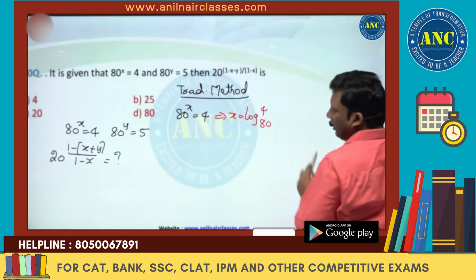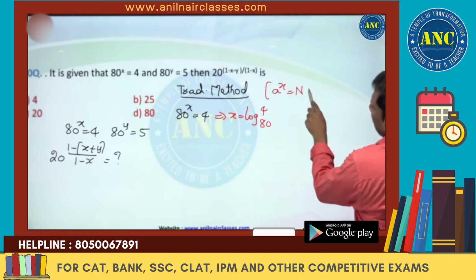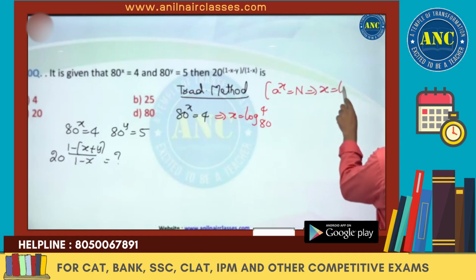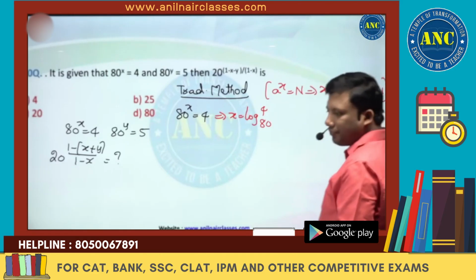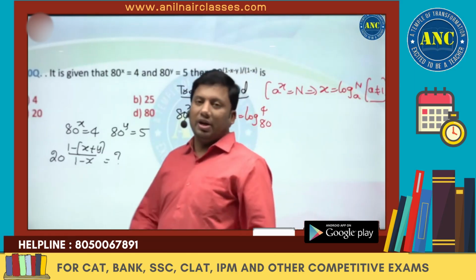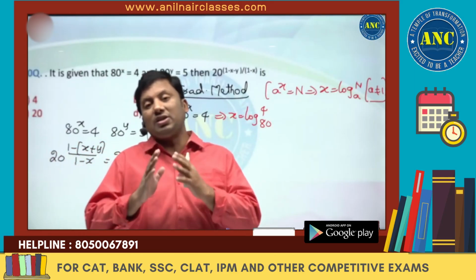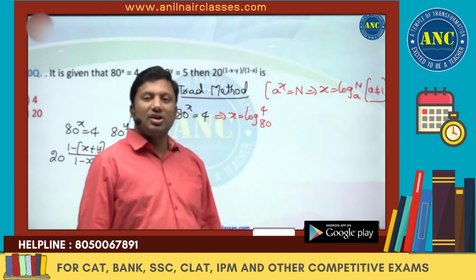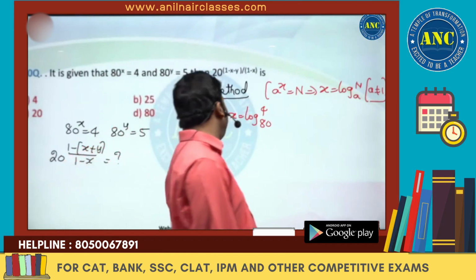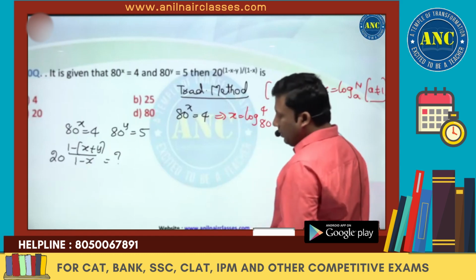A power x is equivalent to n, so x is called log n to the base a, the logarithm of n to the base a. The base should not be equivalent to 1. Exponential function and logarithmic function are inverses of each other. A power x equivalent to n, x is called logarithm of n to the base a.